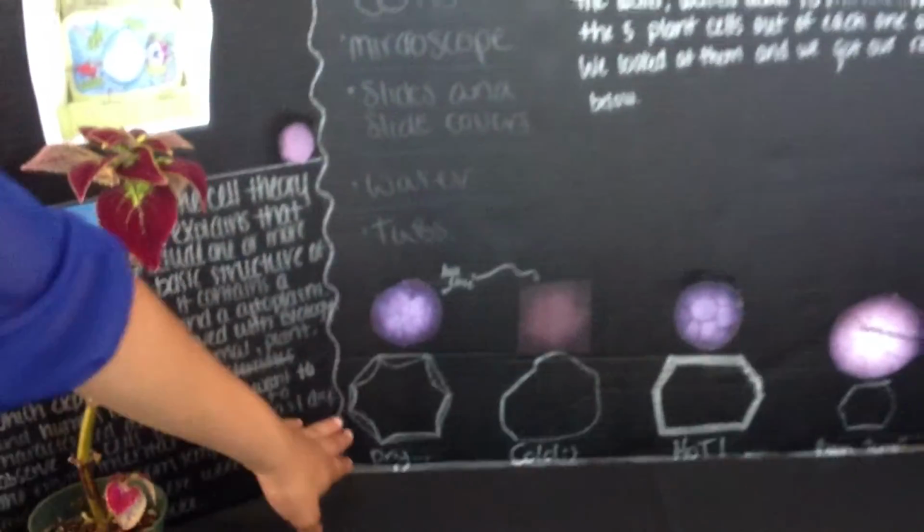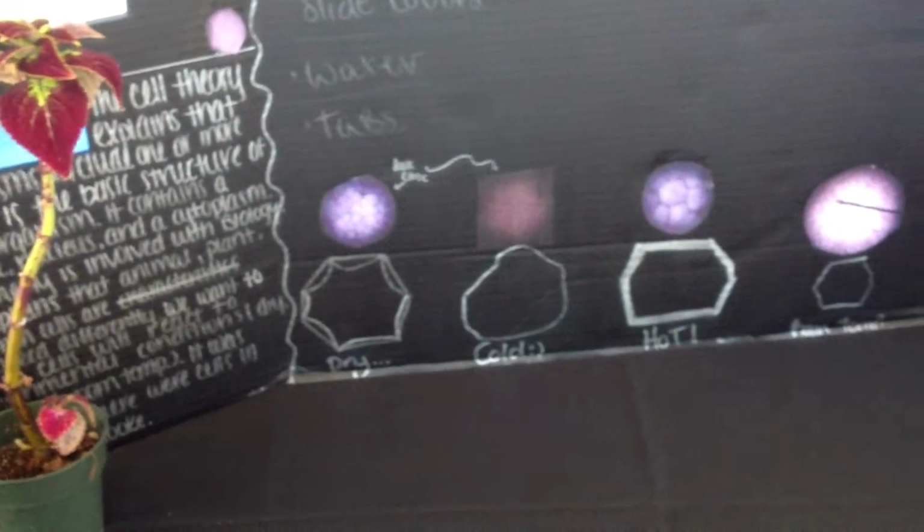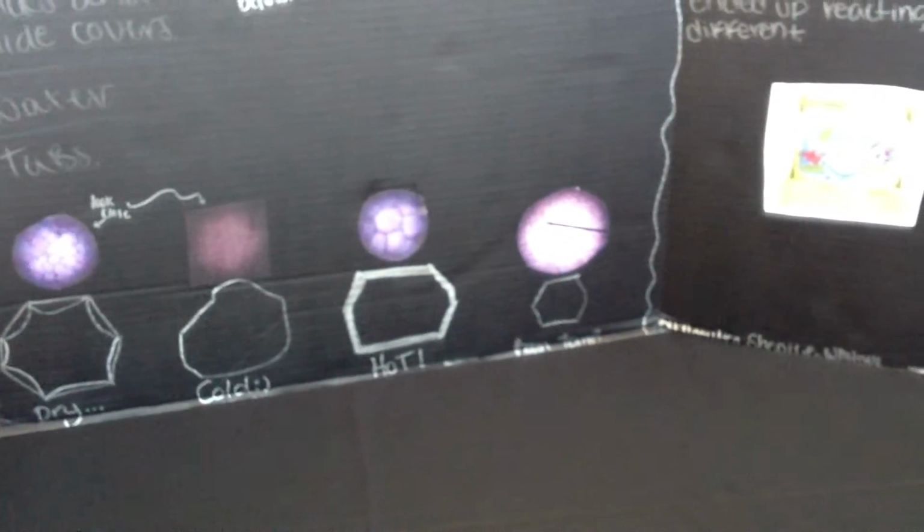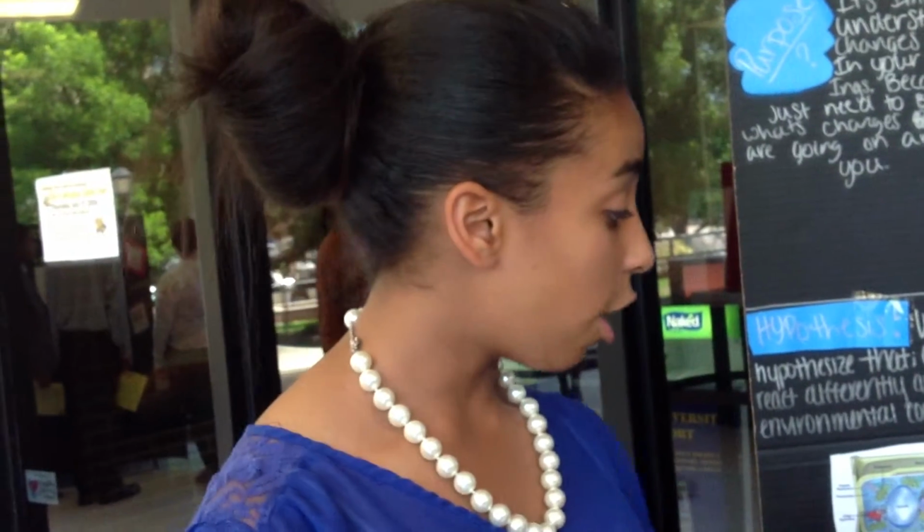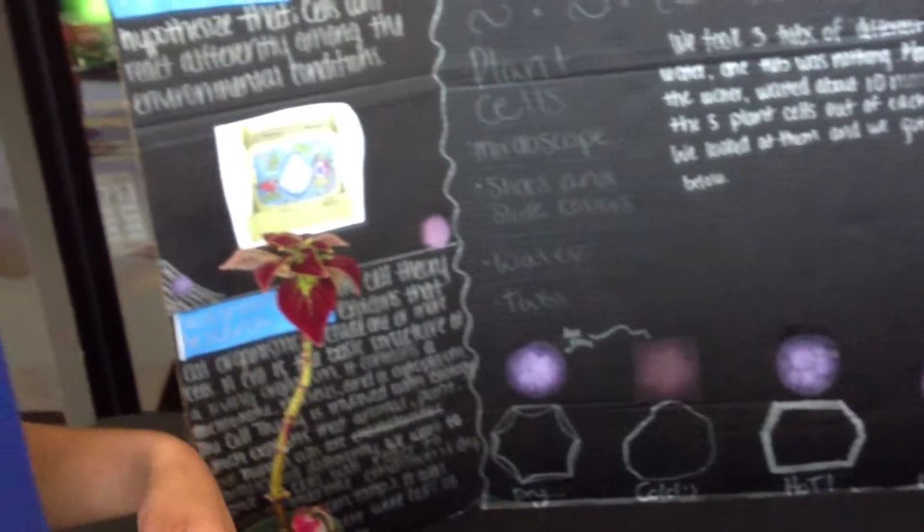Our dry one, we noticed that it was a concave polygon, because the cell membrane has pulled away from the cell walls as all the moisture is leaving, so there's nothing pushing against the cell membrane and it just pulled in. The cold one: water expands as it gets colder, so it pushed out the shape. The cell membrane is pushed out to the cell wall, so it was round.